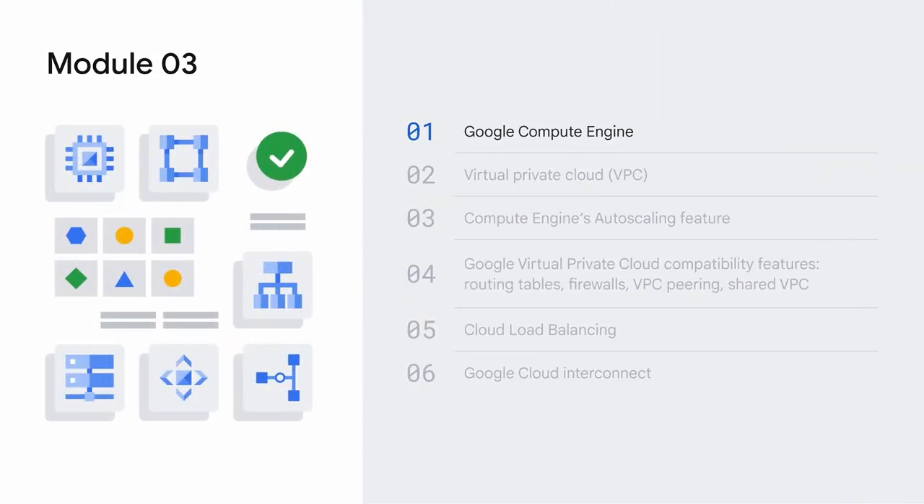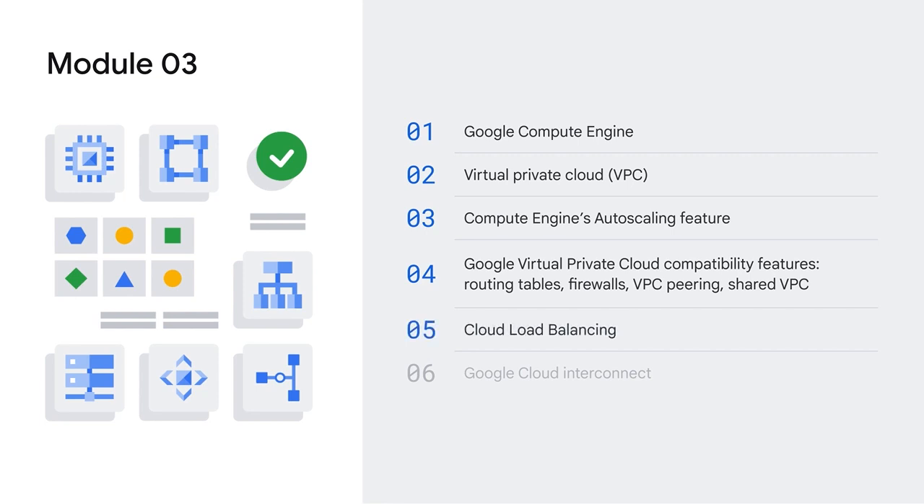In Module 3, you explored how Compute Engine works, with a focus on virtual machines and virtual networking. You were introduced to the VPC, or Virtual Private Cloud, Compute Engine's auto-scaling feature, and important Google Virtual Private Cloud compatibility features, like routing tables, firewalls, VPC peering, and shared VPC, all of which result in the need for less network management. You also explored cloud load balancing, a fully distributed, software-defined, managed service for all your traffic. Finally, you compared how on-premises or other cloud networks can be interconnected with a Google VPC.